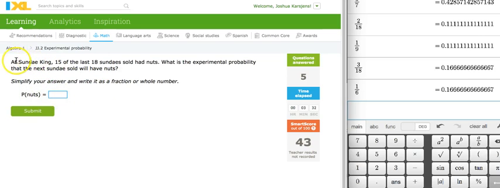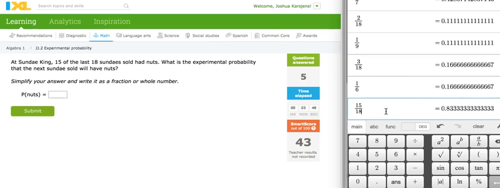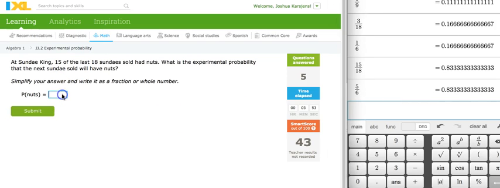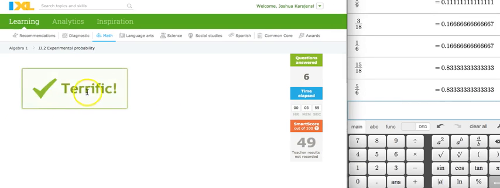There we go. At Sunday King, 15 of the last 18 sundaes sold had nuts. Why is everything food-based? What is the experimental probability that the next sundae sold will have nuts on it? 15 out of 18. Simplified, I think it's 5 out of 6. There we go. Probability.